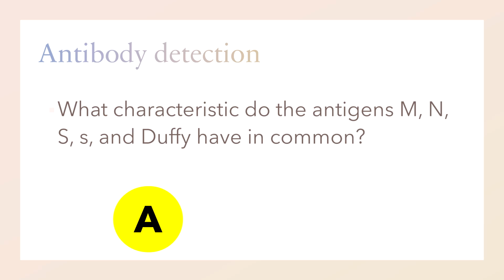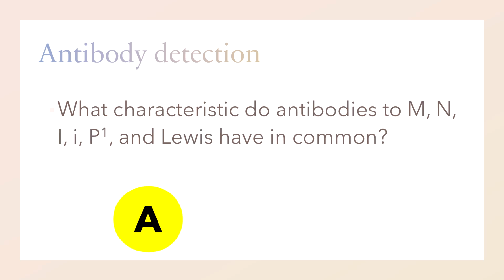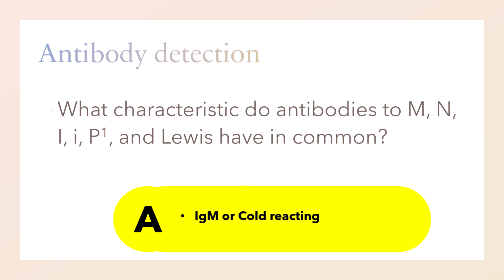What characteristics do the antigens MN, capital S, lowercase s, and Duffy have in common? They are destroyed by enzymes. Remember, it's the antigens that are destroyed by the enzymes when the cells are treated. What characteristics do antibodies to MN, capital I, lowercase i, P1, and Lewis have in common? They are IgM or cold reacting.